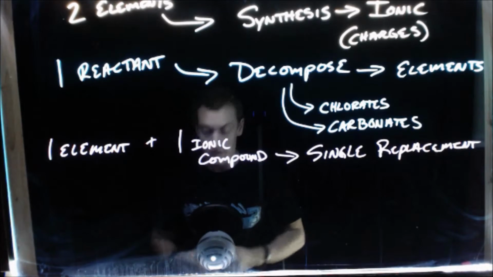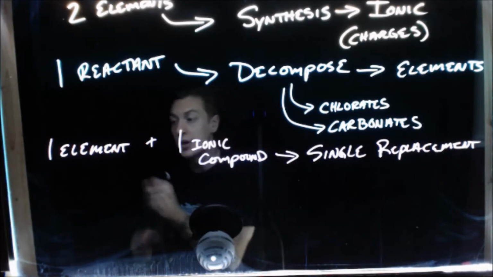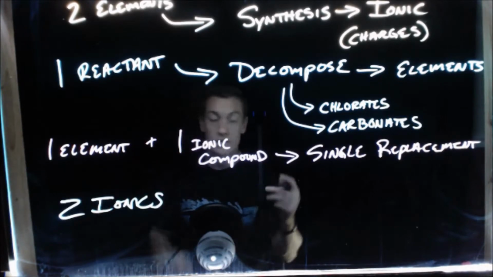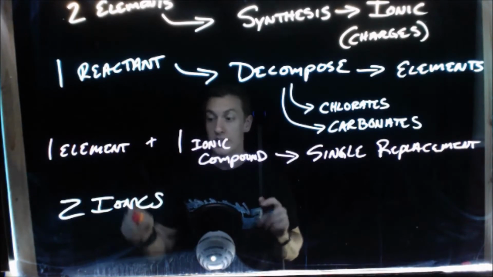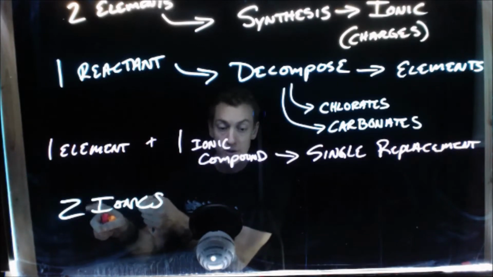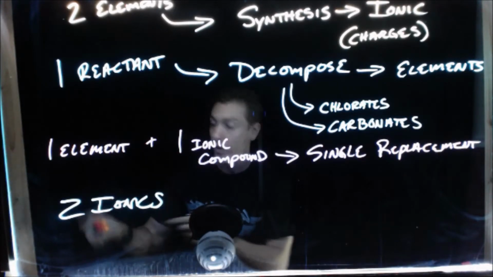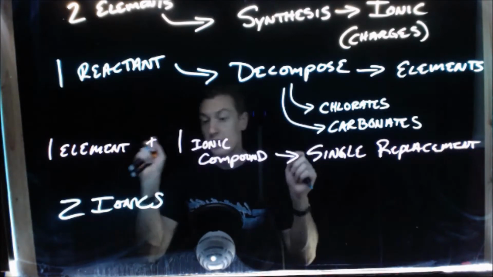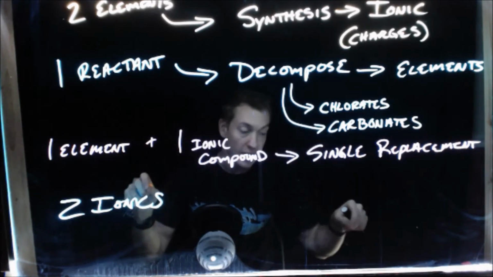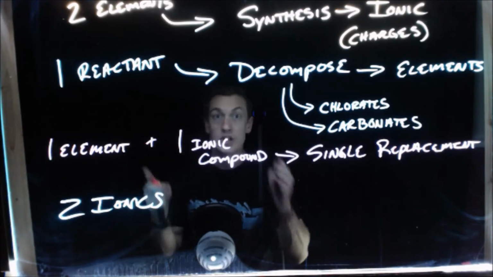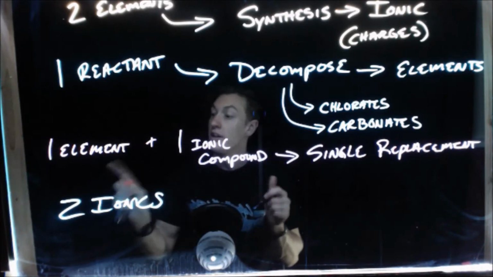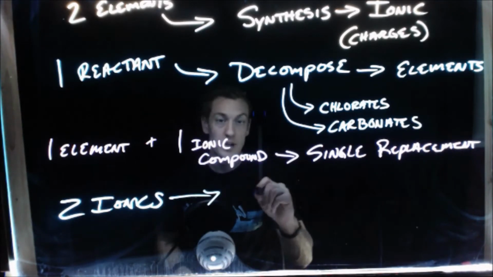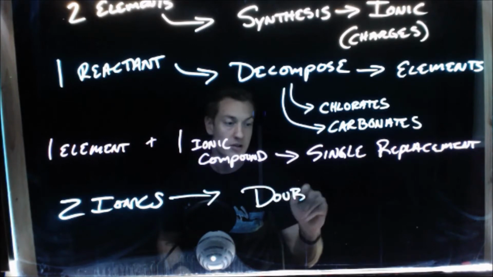And lastly, if you're given two ionic compounds, all right, so in those two ionic compounds, we're going to see, are these the most stable configurations? Or if the cations switch places, so cation A goes with anion B, and they switch dance partners, they do a do-si-do, then that's going to be a double replacement reaction.